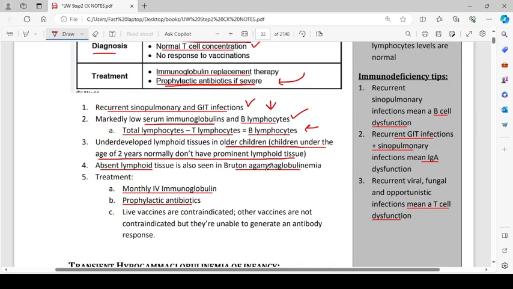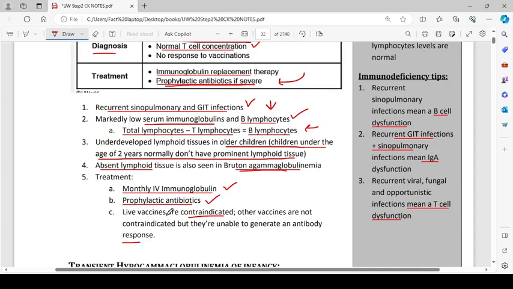Absent lymphoid tissue is also seen in Bruton agammaglobulinemia. Treatment: monthly IV immunoglobulins, prophylactic antibiotics. Live vaccines are contraindicated. Other vaccines are not contraindicated, but they are unable to generate an antibody response.